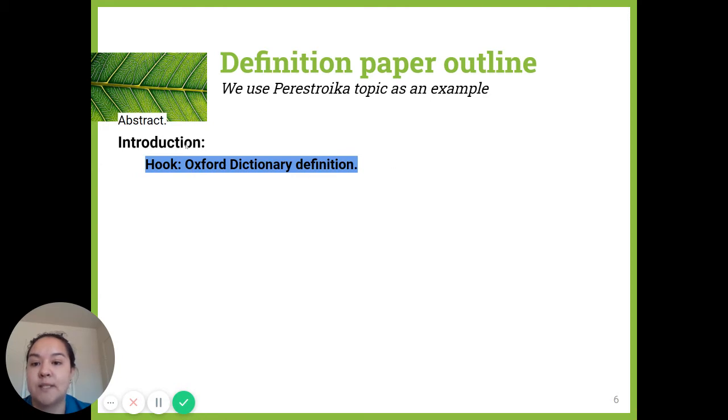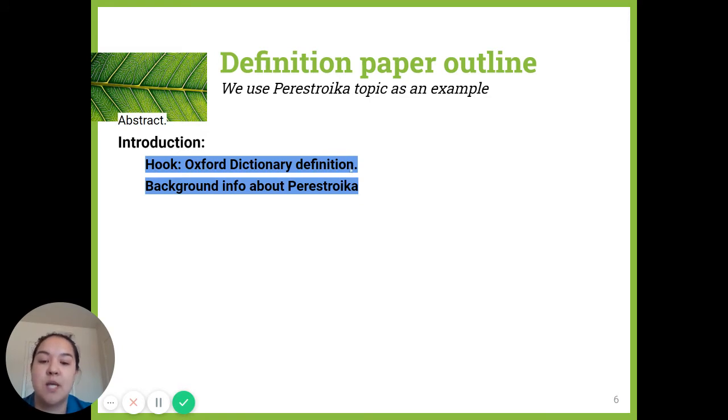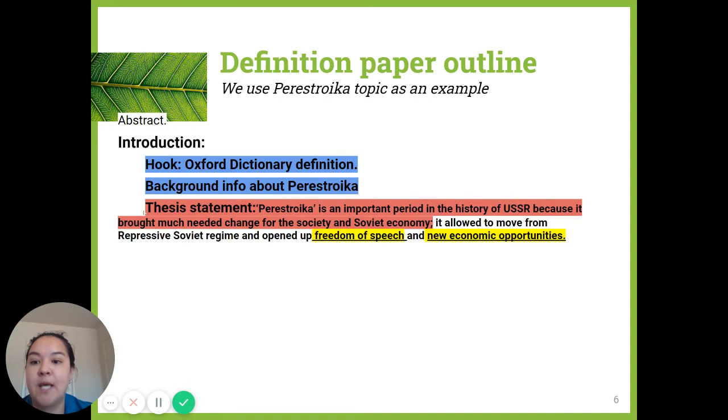Our introduction paragraph would include a hook. I had an example written down in a previous lesson, right? The hook, for example, the Oxford Dictionary definition of perestroika. Then we give some more background information about perestroika. You can include some dates, some important public figures who were part of it, like Gorbachev, and so on. And again, you finish that paragraph with a thesis statement.